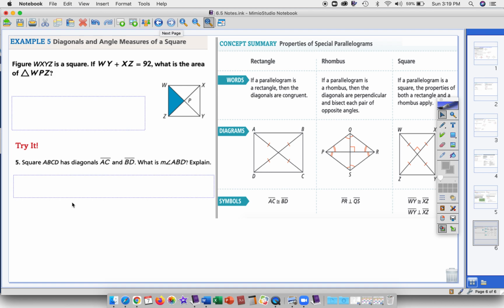Example 5 has to do with the square. Now, the square is the most special of all the parallelograms because a square is a rhombus and it's a rectangle. So it has 4 congruent sides and it has 4 right angles. So knowing that, pause the video, go ahead and try example 5, where you're asked to figure out the area of YPZ, and then try it number 5 as well. Come back when you're done.